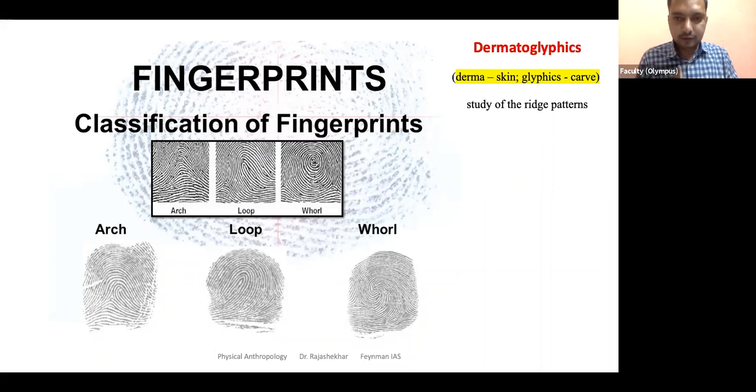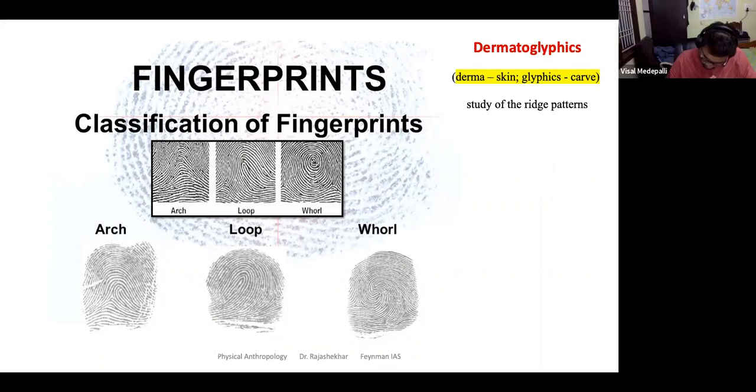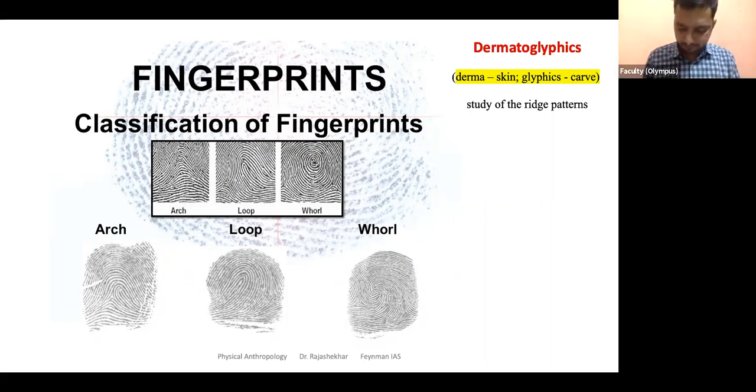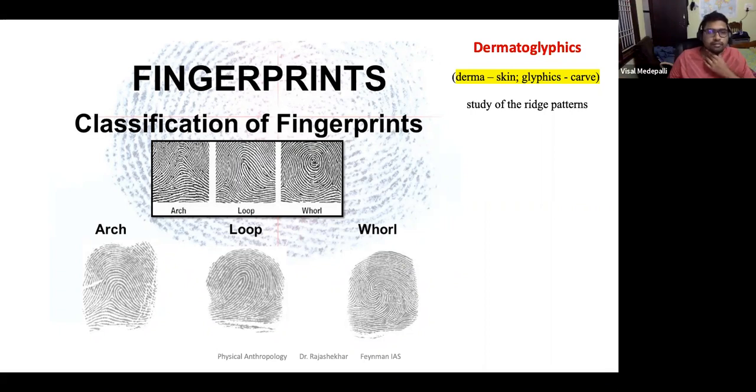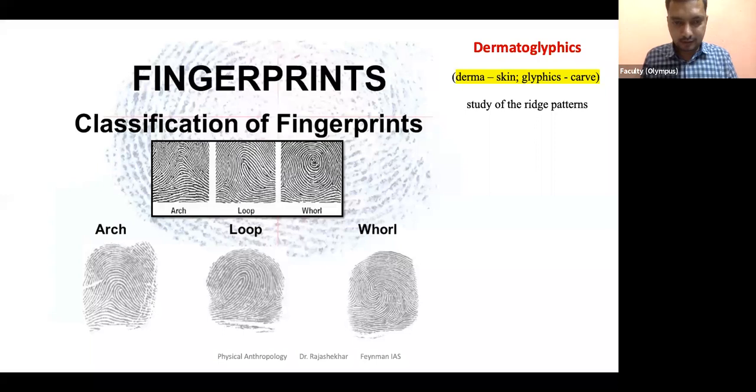On my thumb, I have a whorl. I see full circles. Whereas on my pointing finger, I see a loop. See what you have. I see arches and loops mostly. Mostly, right? Only arches. Okay.